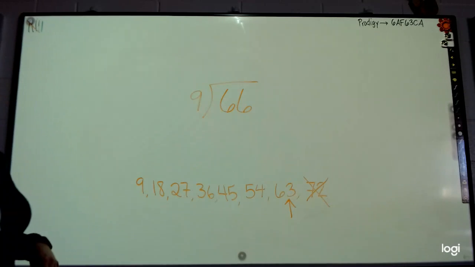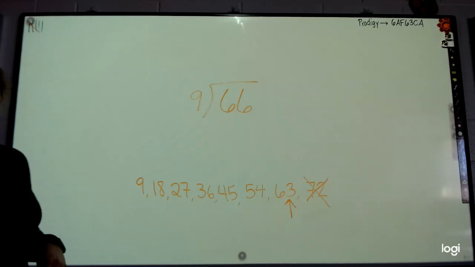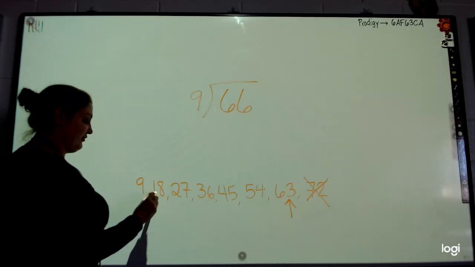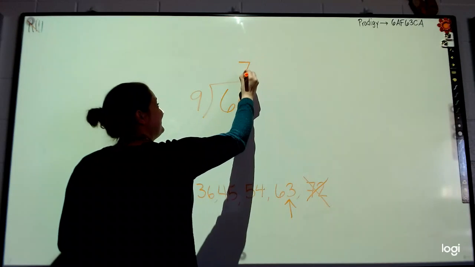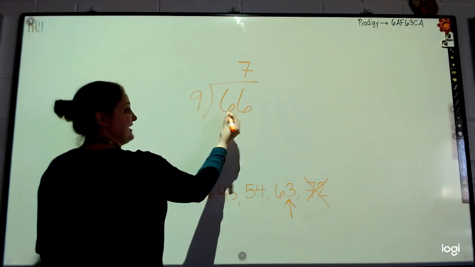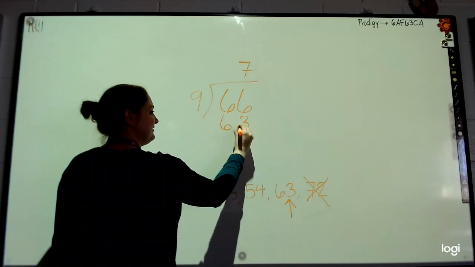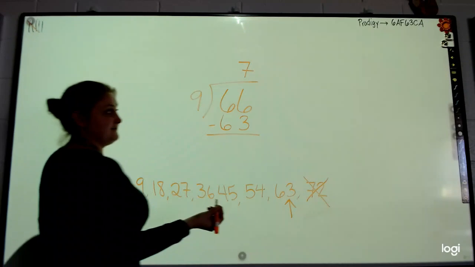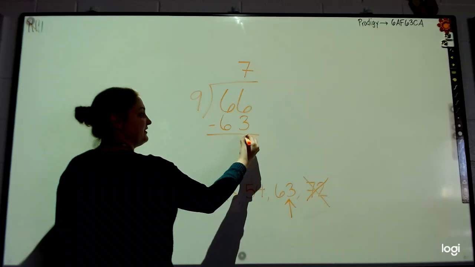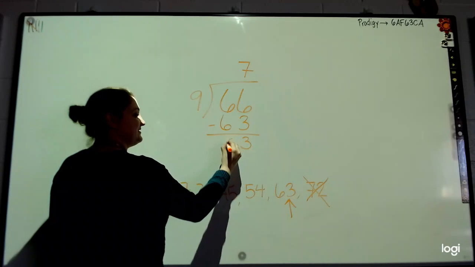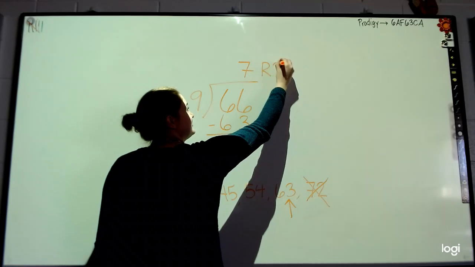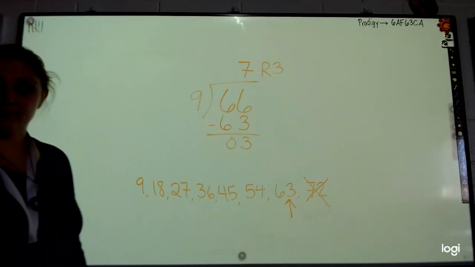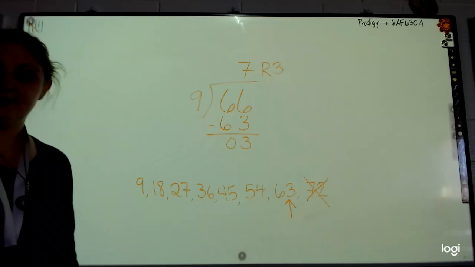All right, now how many groups of 9 make 63? If you know your math facts, you know it's 9 times 7. If you don't, you have to count your groups, and you'd still find that it was 7. Okay, 7 times 9 is 63. Now let's see what we've got left over. 6 minus 3 is 3. 6 minus 6 is 0. This 3 has to go up here. So our answer is 7, remainder 3. 3 left over that wouldn't fit even.